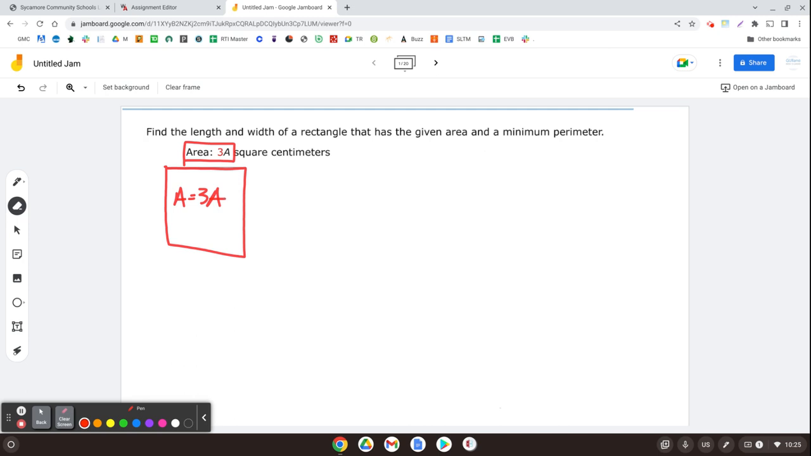So, what do we know? Well, we know that the perimeter is 2L plus 2W, and we're trying to minimize that. And that the area is length times width. So, what I want to do is I want to optimize this equation. And so in order to do that, I have to solve for either the length or the width. Well, our area is 3A.